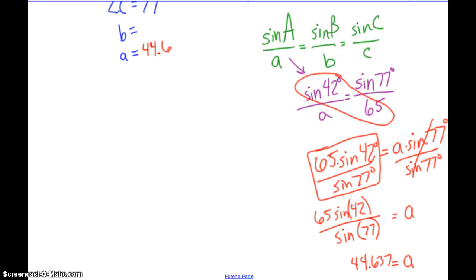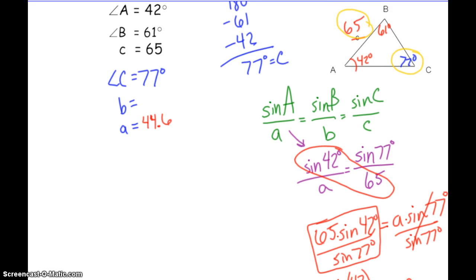So now I have side A. I go back to my triangle and I look at what I have. I have side length A now, 44.6. If I look at my triangle, the only thing left to find is side B. However, I can't find that using what I have here. Again, it's not a right triangle. I can't use the Pythagorean theorem. I can't use sine, cosine, or tangent. So I have to go back and use my ratios again.